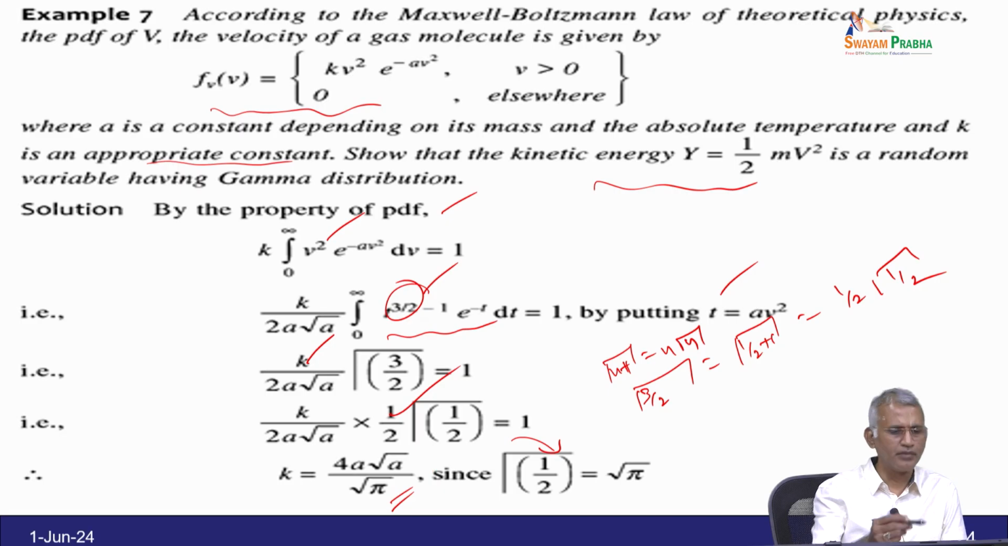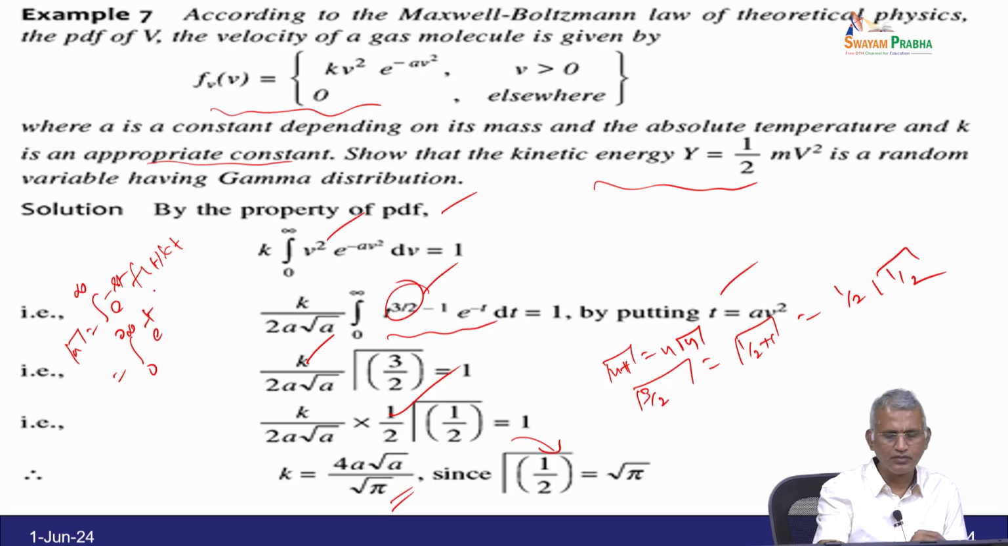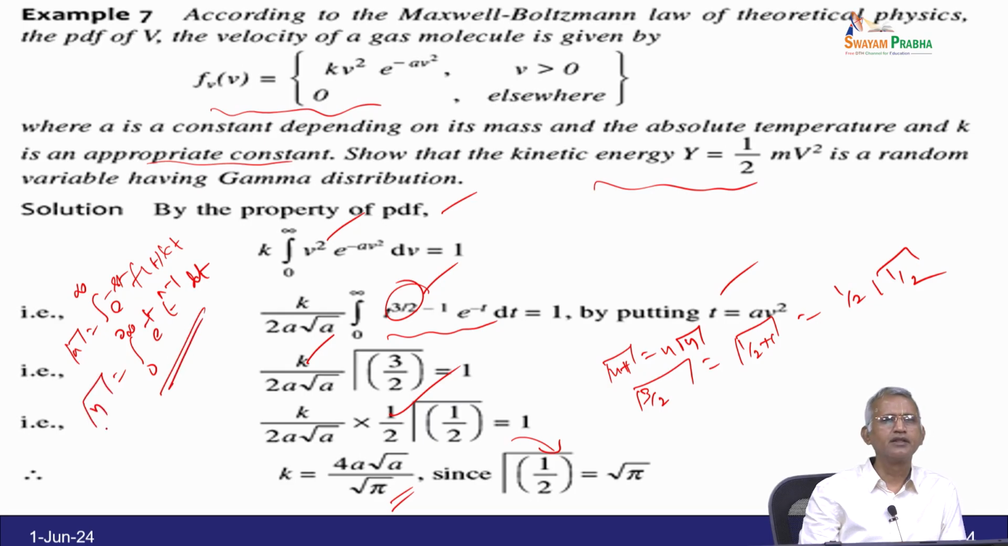So you have to remember the gamma function. Gamma n is equal to integral 0 to infinity e power minus t into t power n minus 1 into dt. So corresponding we have a gamma function. These things you have to recollect and do the process.